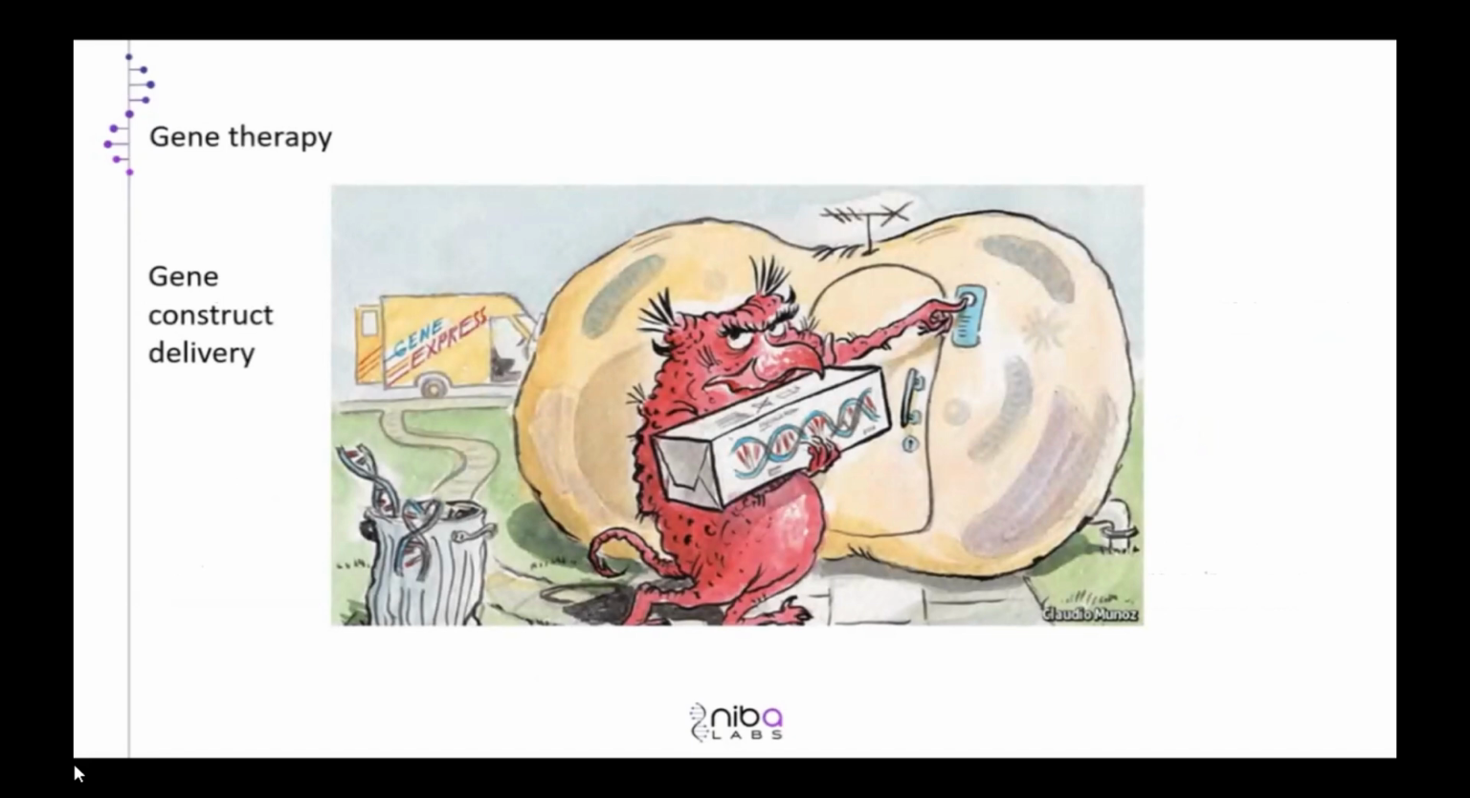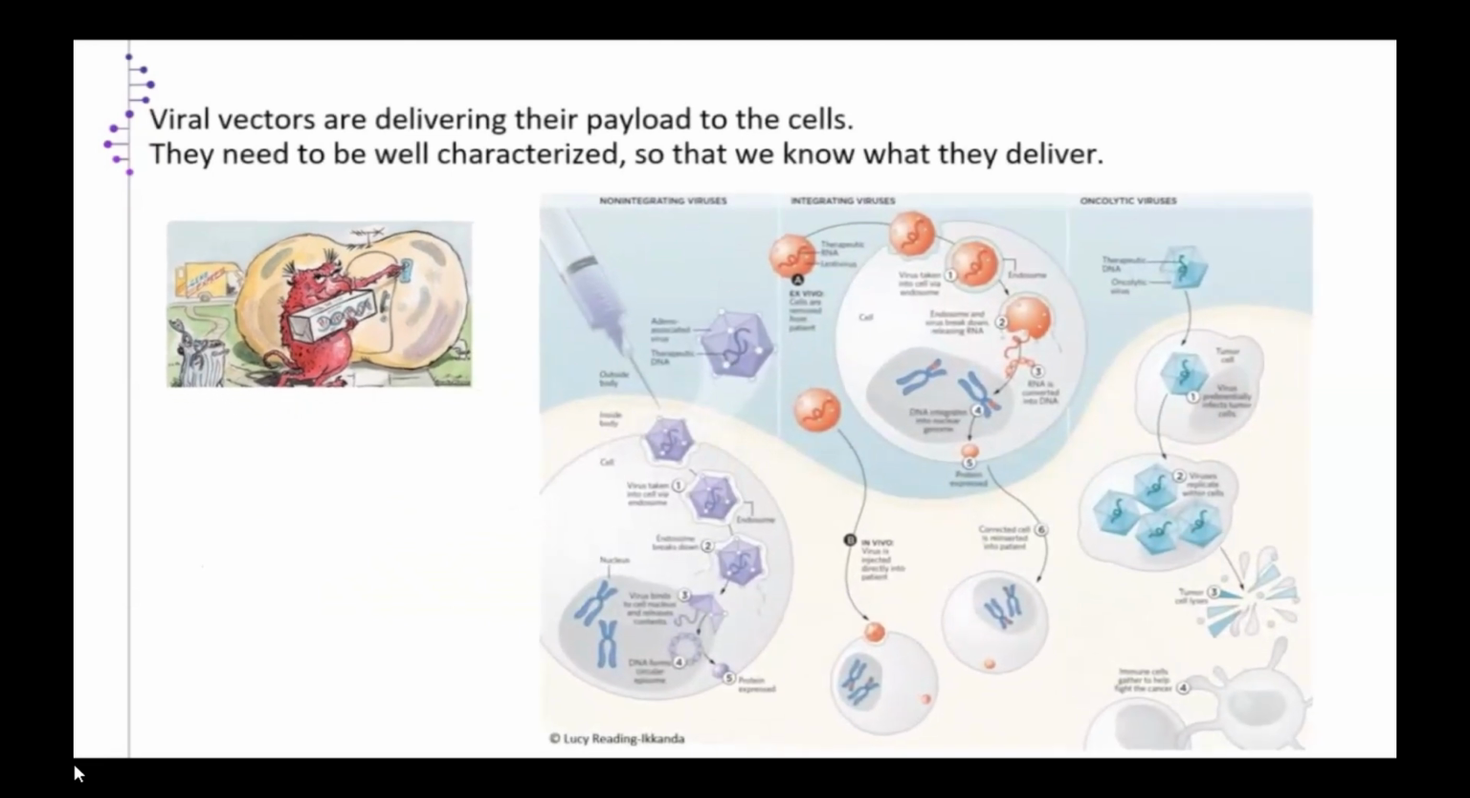Now, let's move to gene therapy as such. Gene therapy is all about delivering some construct that will help to cure a disease or make a change in the genome to the targeted cells. But it's not just important that we deliver something into the cells, it's also what we deliver. Viral vectors, as they deliver the payload to the cells, need to be well characterized so that we really know what they deliver and that we can be sure that the patient will benefit from the delivered payload.